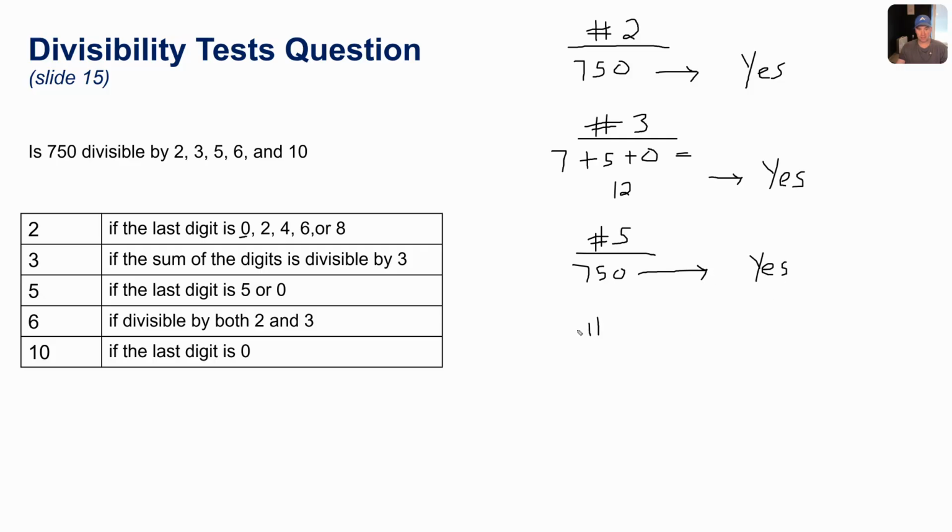What about the number 6? Remember, for the number 6, we have to pass both the number 2 rule and the number 3 rule. Since we already did that, yes and yes, we would also say yes for the number 6. And then, does 10 go into 750? Because it ends in 0 again, we would also say yes, 750 is divisible by 10. That's kind of interesting. In this case, it passes all the rules here.